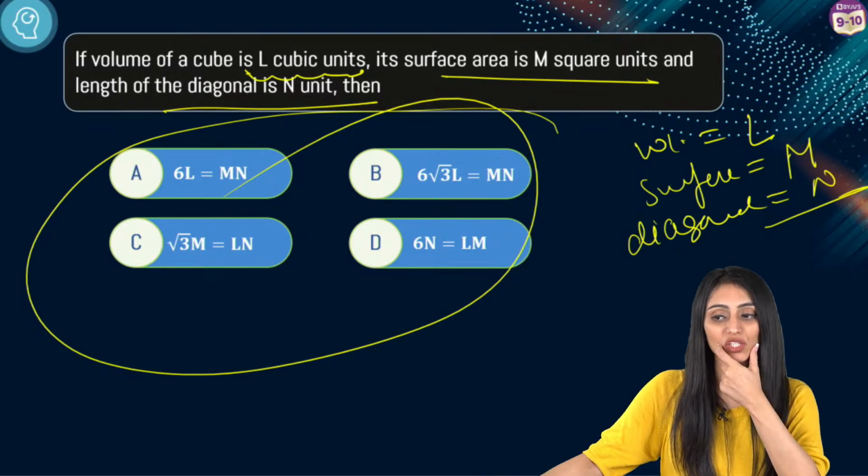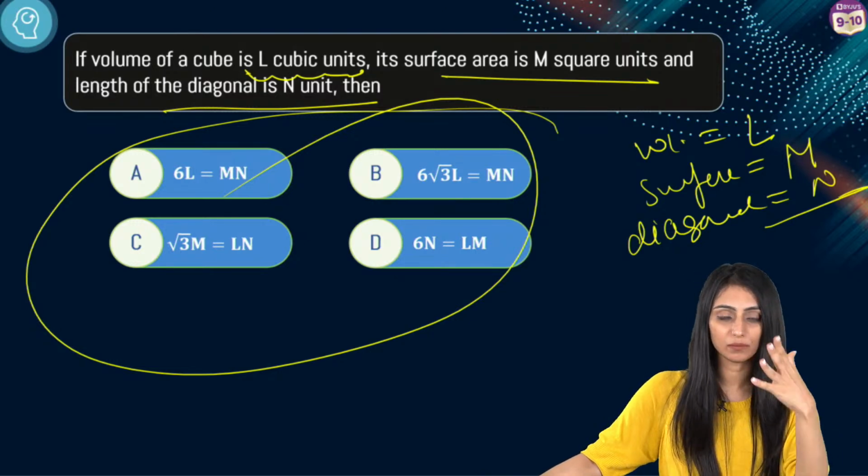Why did we take 12? Because the question mentioned this thing. See, I'm talking about the previous one. Meanwhile, you can solve this one.